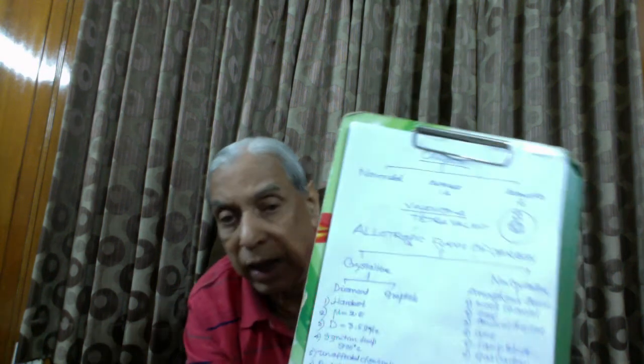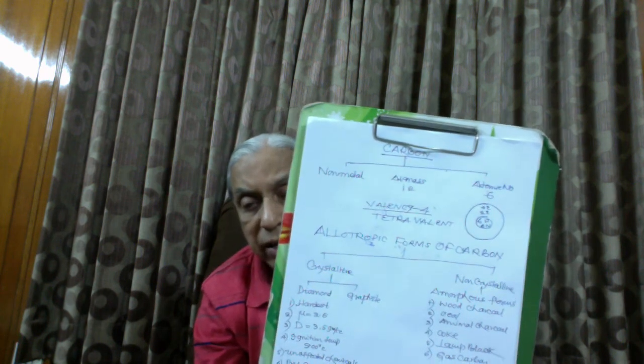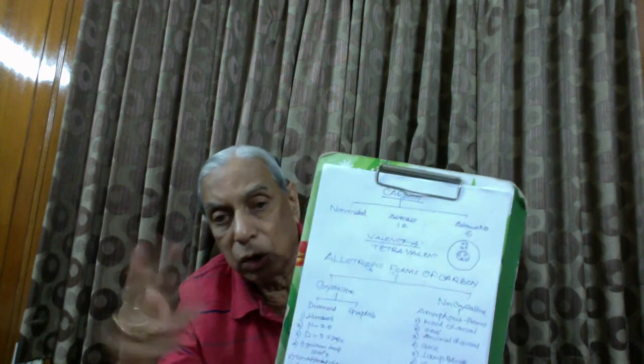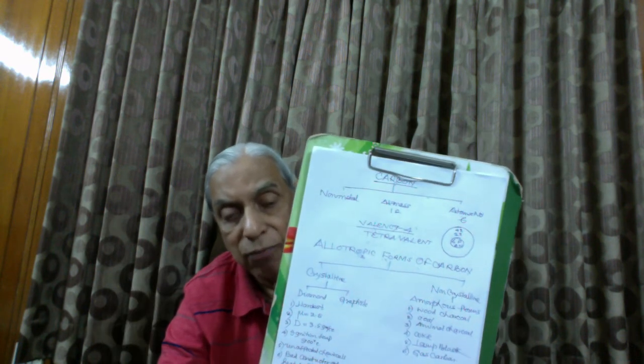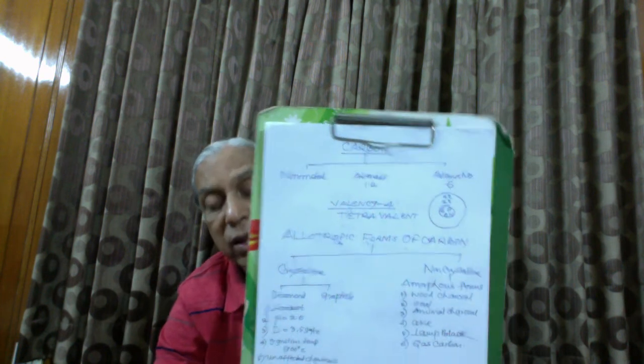Now here I have just written this one here. You can just see that one. Carbon, that is a non-metal. Its atomic mass is 12 and its atomic number is 6, because it has got 6 protons. It has got 6 protons and 6 neutrons in the nucleus, and 6 electrons have been distributed over 2 orbits. In the first orbit it has got 2 electrons, in the next orbit it has got 4 electrons. Therefore it has got 4 valence electrons.